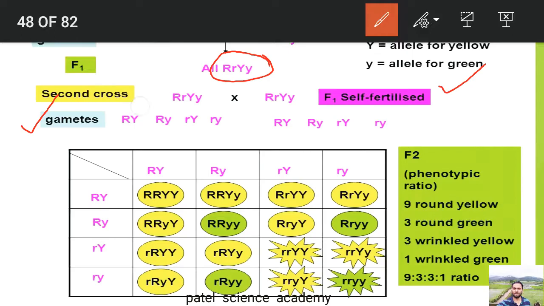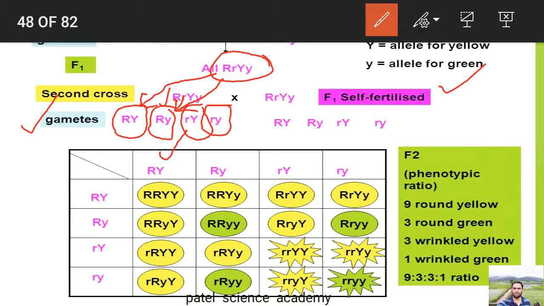So the first gamete will be capital R, small y. You can write either Y first or R, it doesn't matter. So capital R, small y, this will be the first gamete. Four types of gametes will form. The second gamete will be capital R, capital Y. The third gamete will be small r, capital Y, and the fourth gamete will be small r, small y. So these are the four gametes.